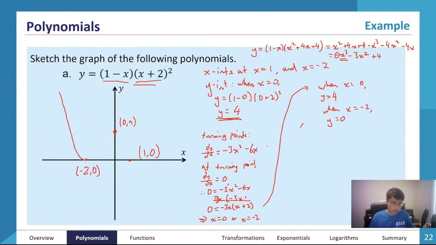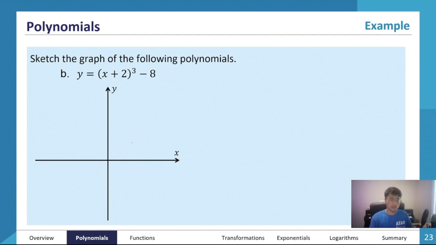So we're going to come down, hit that point, and then we have another turning point at 0 and 4. And then we're going to come down and go through that next x-intercept. So that's how you sketch a cubic polynomial. We have another question there.